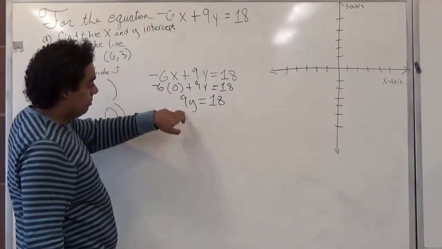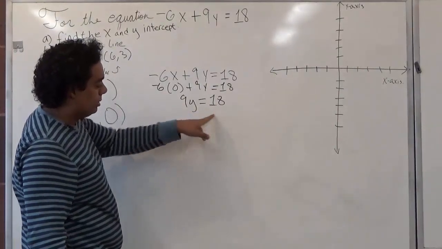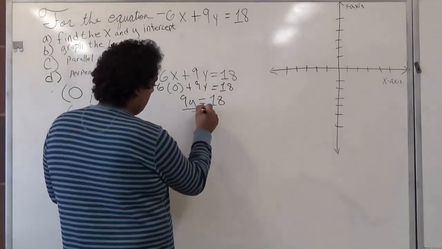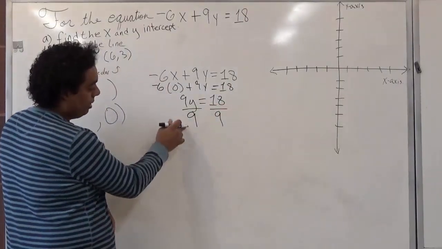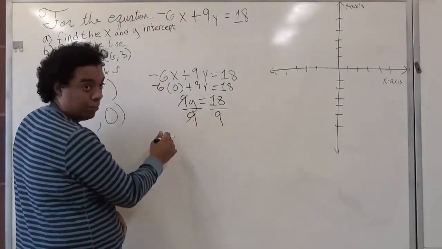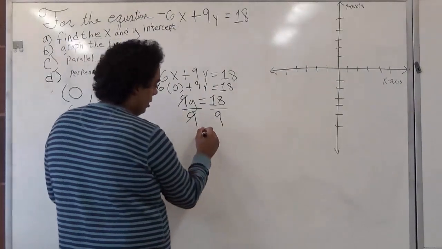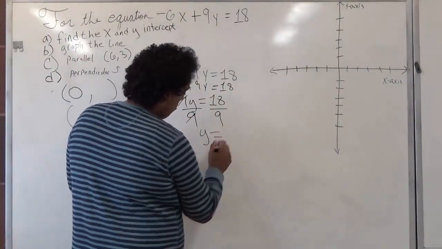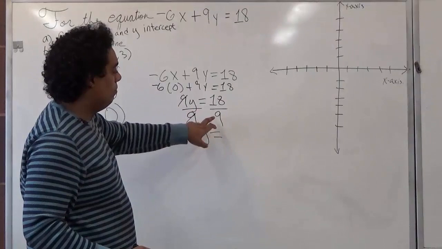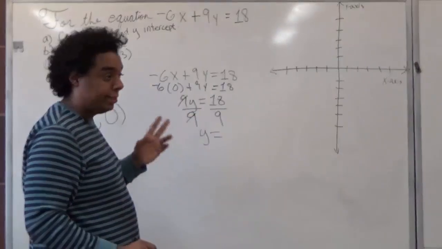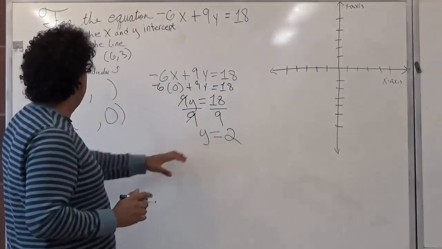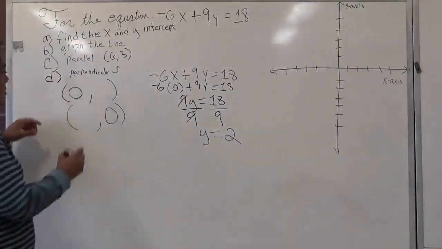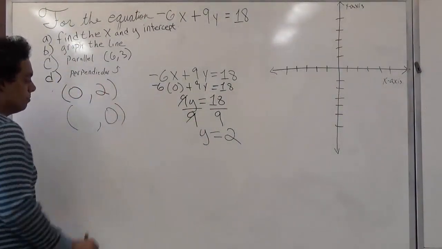Now we just divide both sides by 9 to isolate our y. Divide by 9, divide by 9. 9 divided by 9 cancels out. 9 over 9 is going to give you 1, and 1 times y is just y. So y equals 18 over 9, but 18 divided by 9 is 2. So y equals 2. For our y-intercept, we have the point 0, 2.